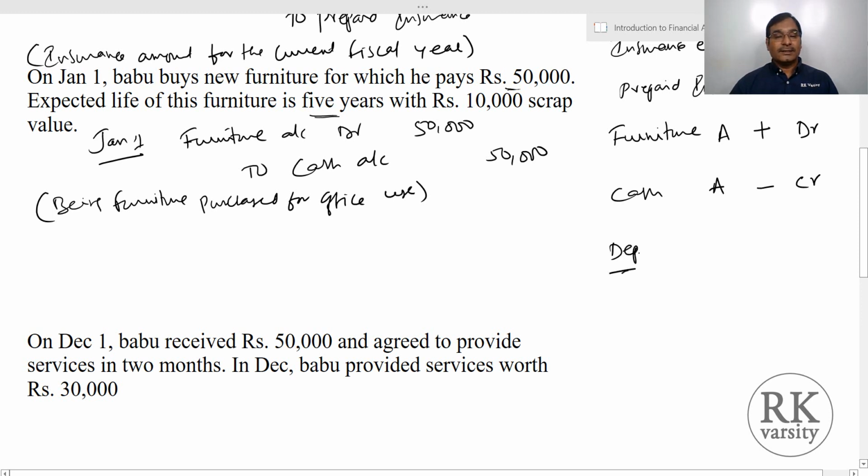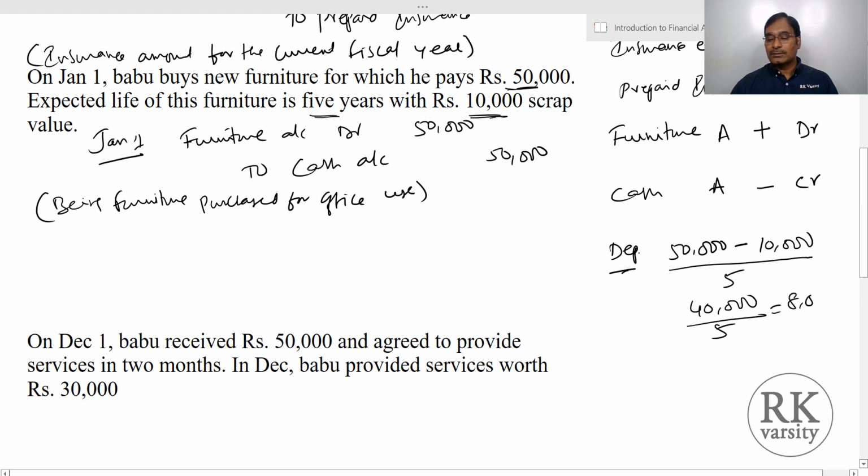Now how are we going to get our depreciation? Value of the asset, that is 50,000, minus scrap value, that is 10,000, upon expected life. Expected life is 5 years. So this comes to 40,000 upon 5, which equals 8,000. So your depreciation, that is the amount of expenditure to be charged during this year, is 8,000.